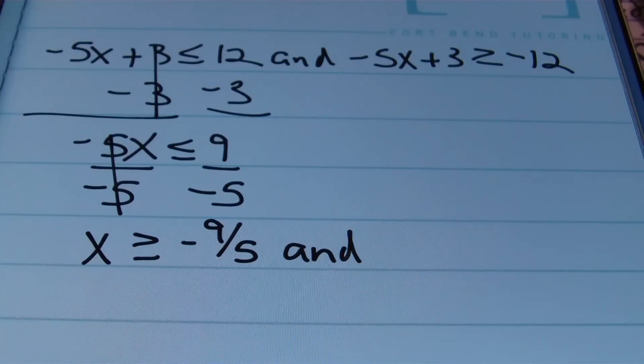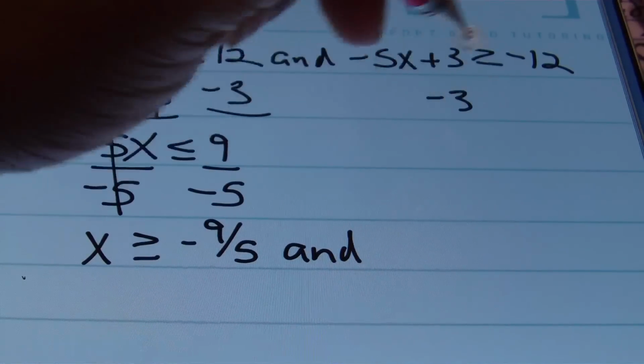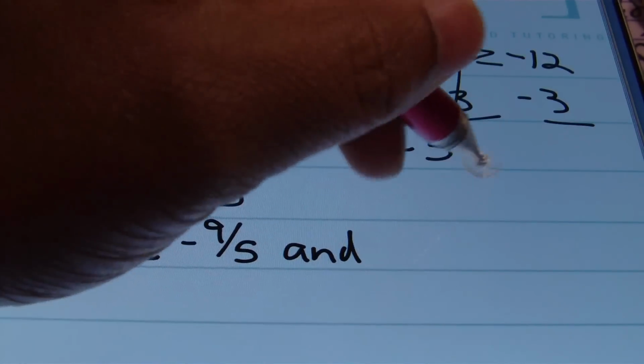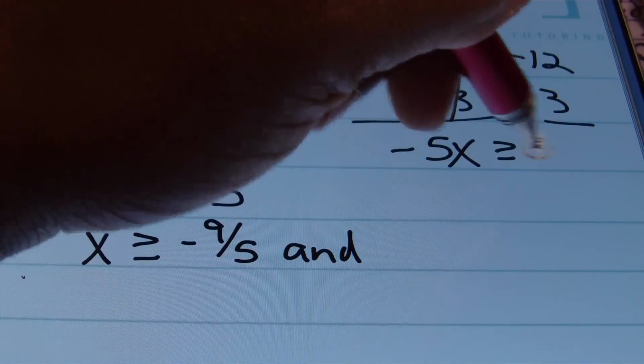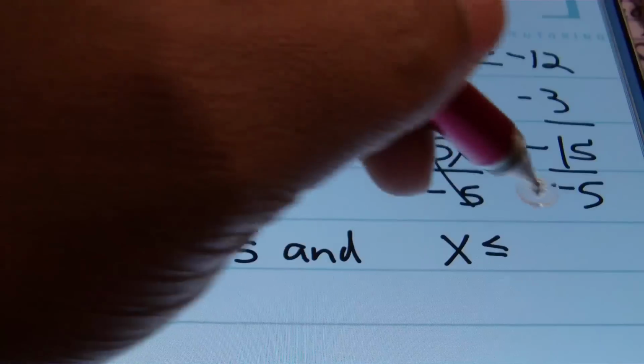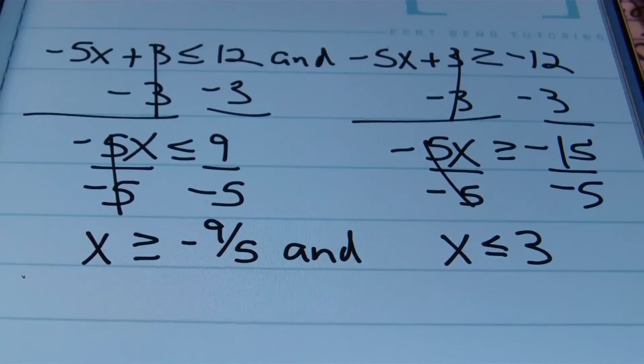And, all right, the result of our second inequality. So for the second inequality, I'll subtract 3 to both sides of the inequality here. This brings down negative 5x, which is greater than or equal to negative 15. I will then divide both sides by negative 5, and I'll have x is less than or equal to positive 3. So here's my solution. X is greater than or equal to negative 9/5, and x is less than or equal to positive 3.